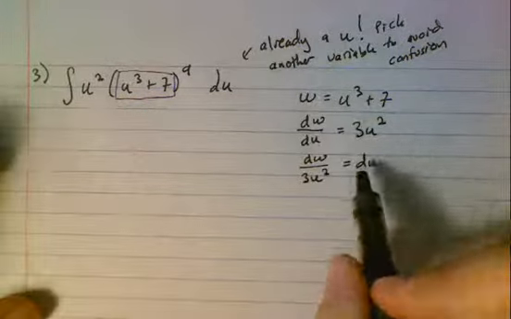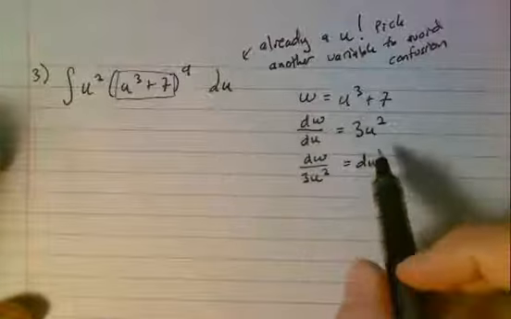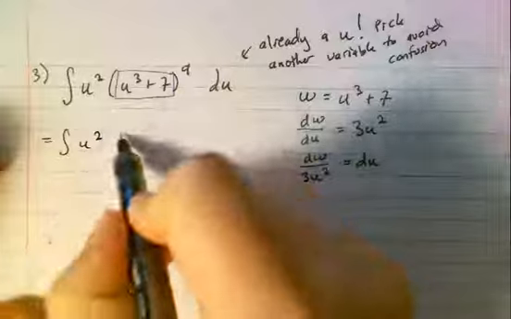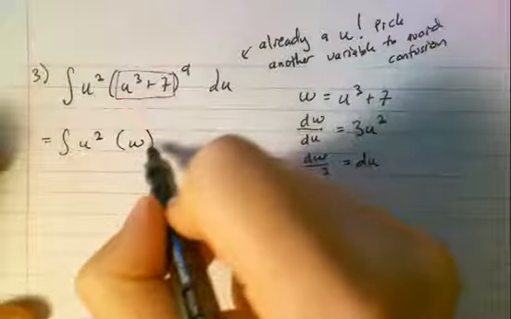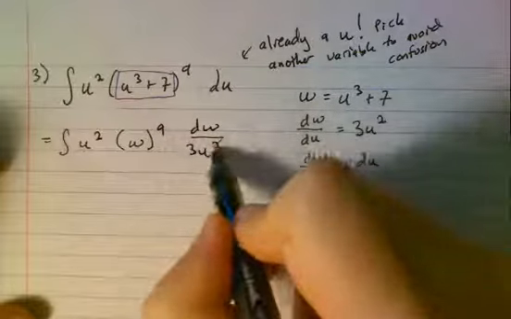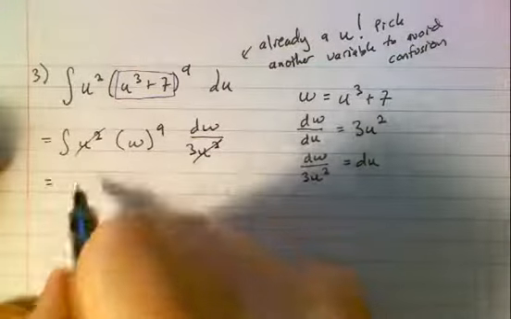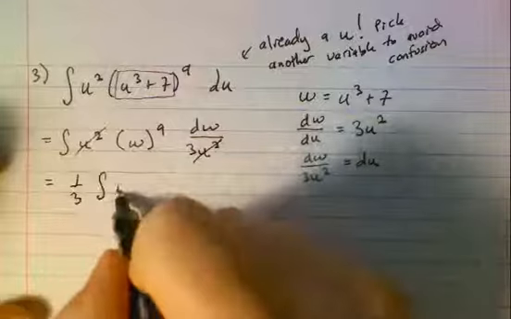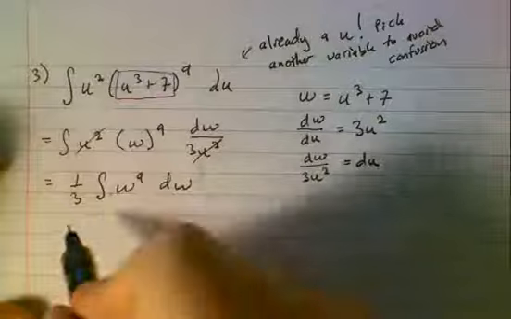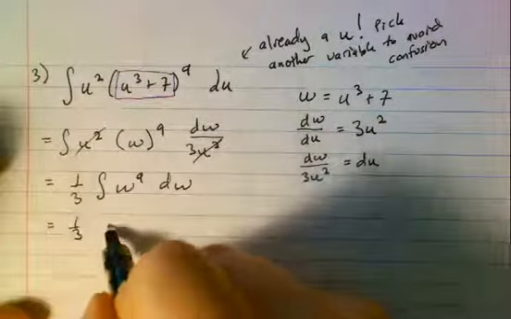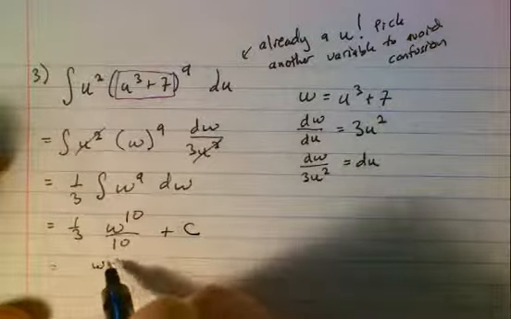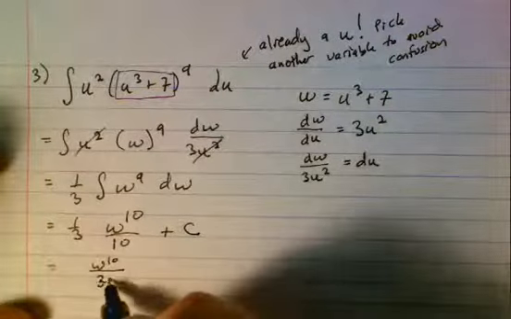And so I'm going to substitute these in just like I was doing before, but because I've got this u to start off with, I'm going to be converting to a w. U squared, this all equals w to the 9th. This is dw over 3u squared. So we've got 1/3 antiderivative w to the 9th dw. Now that these variables exactly match, we can take the antiderivative, add 1 to the exponent, divide by the new exponent, w to the 10th power over 30 plus c.